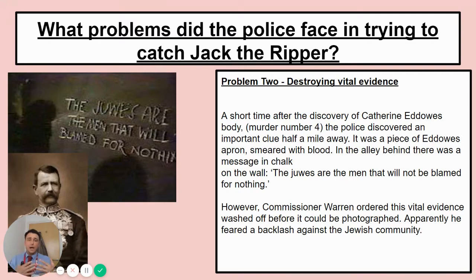So when Commissioner Warren turns up, he sees this message. He says he's worried about what this will do to the Jewish people if the message is seen, and so he says, I want it washed off now, before it can be photographed. So you've got the police force destroying vital evidence. He said he feared a backlash against the Jewish community. That might not be the only reason, but for now, just pause the video and have a go at problem 2.